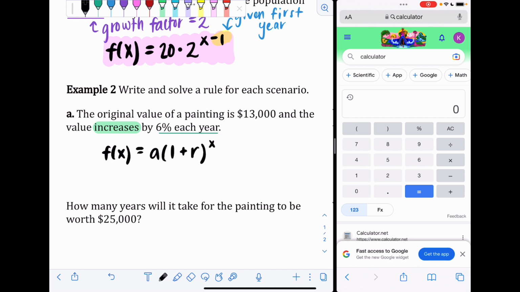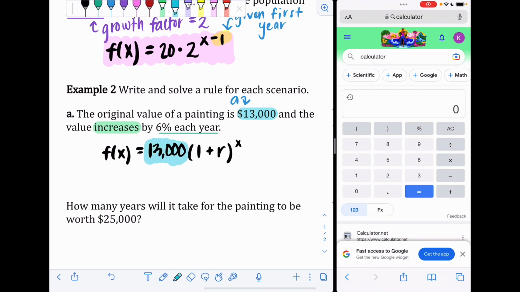And a is going to be our starting amount, so we'll have to go through the problem and figure out, okay, where is the value starting? It says the original value of the painting is 13,000, so that's going to go in for a. So I'm going to take out the a and replace it with 13,000. I probably need some more space. So starting value a is 13,000, so we're going to put the 13,000 in there.